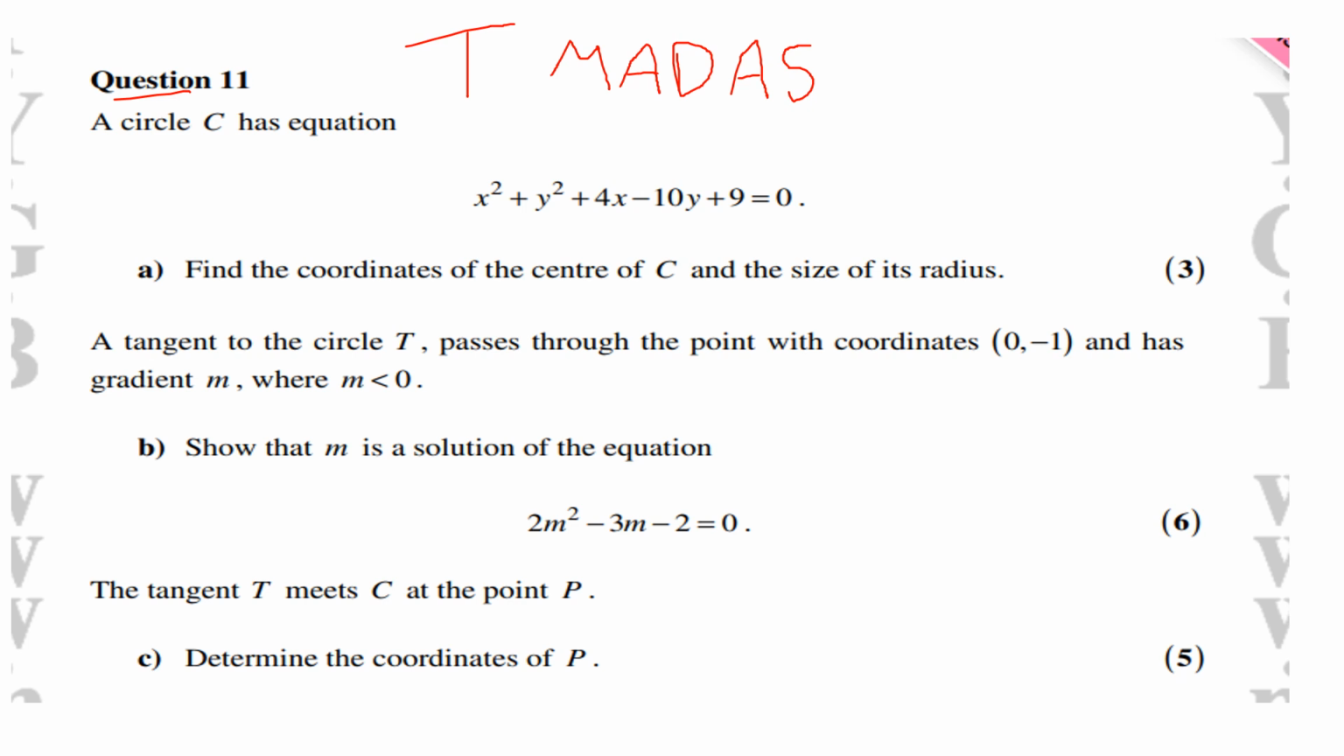A circle C has the equation x squared plus y squared plus 4x minus 10y plus 9 equals 0. Part A, classic question. Find the coordinates of the center of C and the size of its radius. So remember, complete the square here.